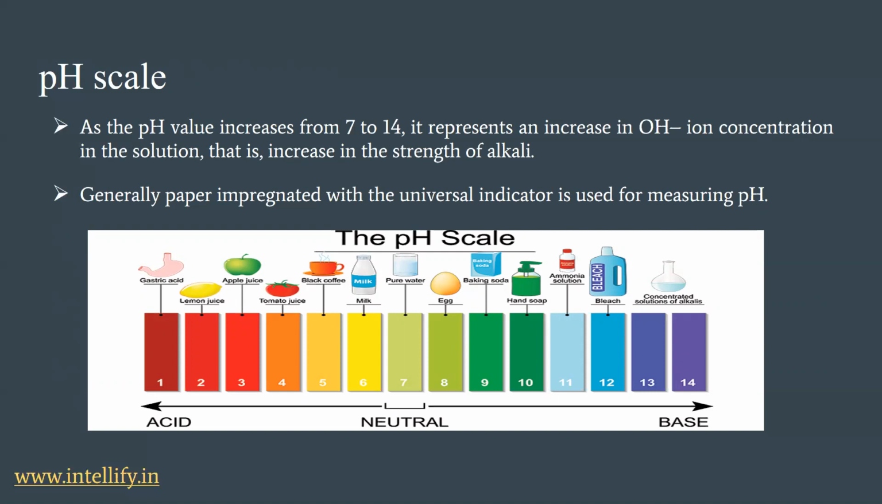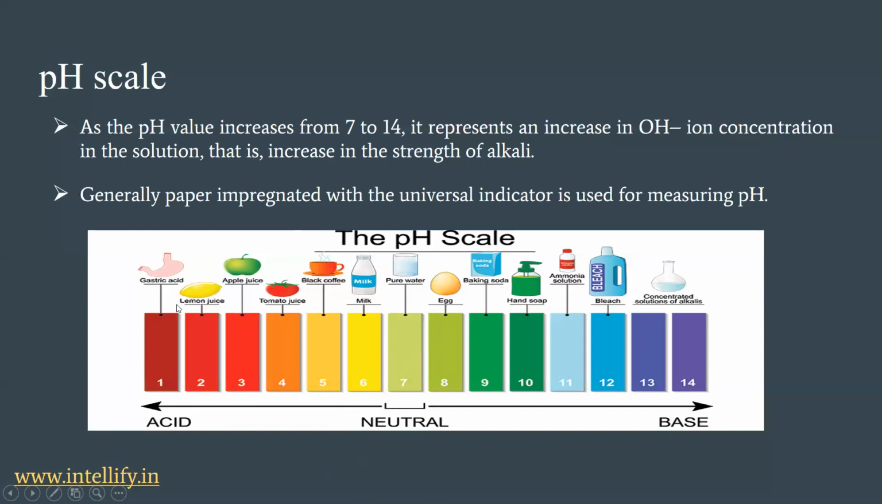Generally, paper impregnated with the universal indicator is used for measuring pH. That is, there will be a pH scale. You are going to use this universal paper or universal indicator to measure the pH values of acids or bases. I have shown you an example here. As I have already said, neutral has a number of 7. Less than 7 indicates acid, greater than 7 indicates base.